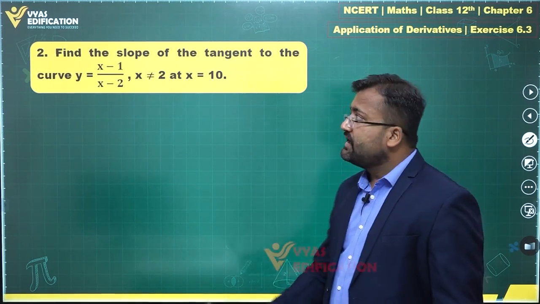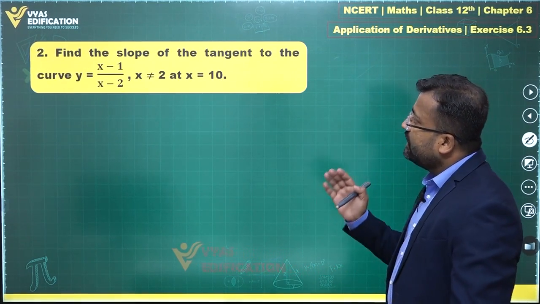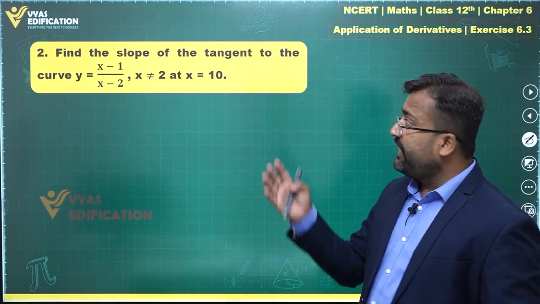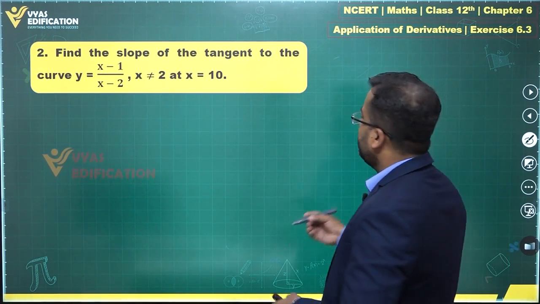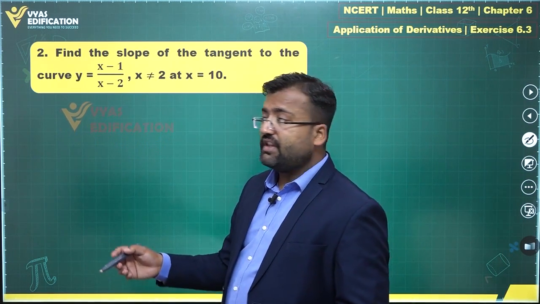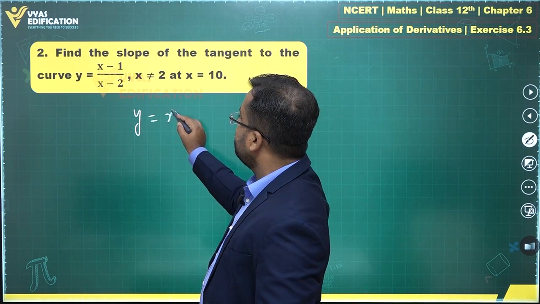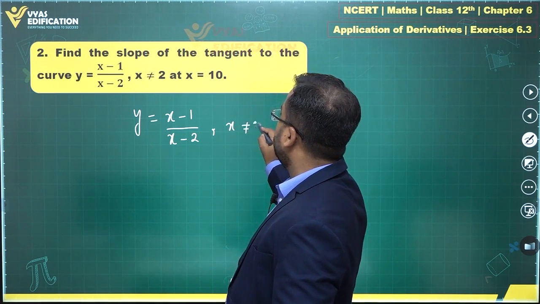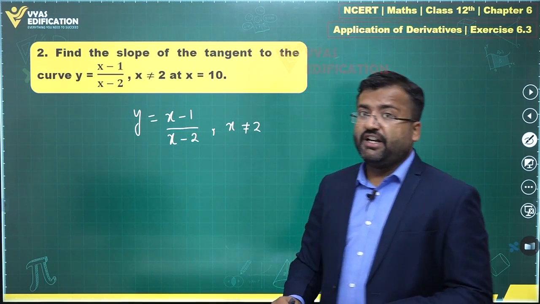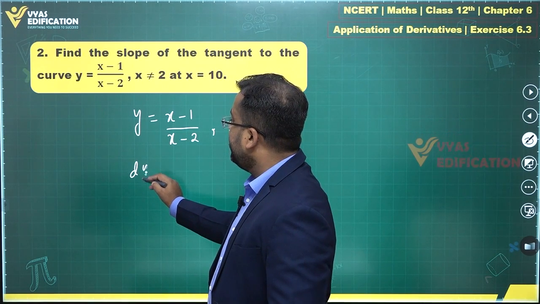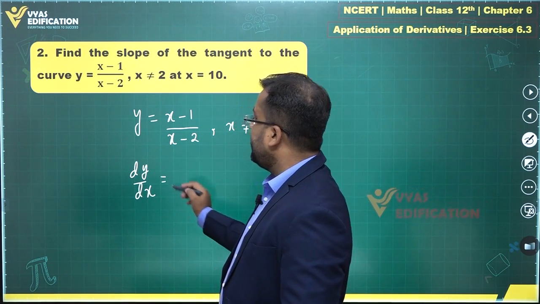Question number 2 says, find the slope of tangent to the curve this at x equals 10. So we are asked to find the slope of tangent to this curve. Once again, a pretty simple question. We'll directly find derivative of y with respect to x. y equals (x minus 1) over (x minus 2), where x is not equal to 2 because this denominator cannot be 0. This is the domain of this function. Right, derivative dy by dx, what will that be equal to?